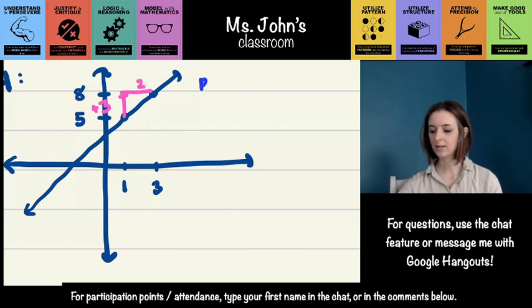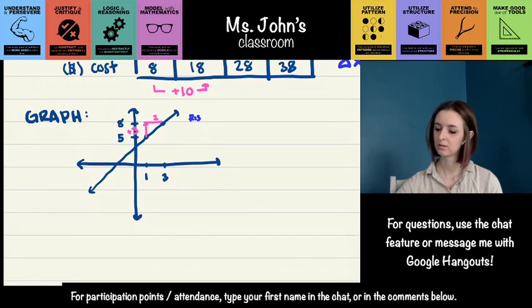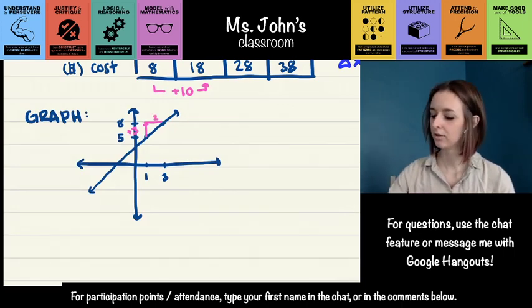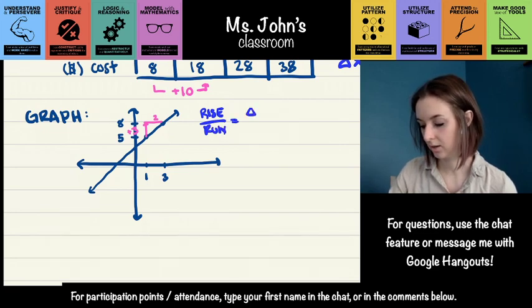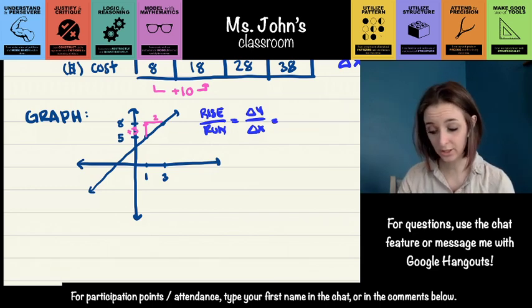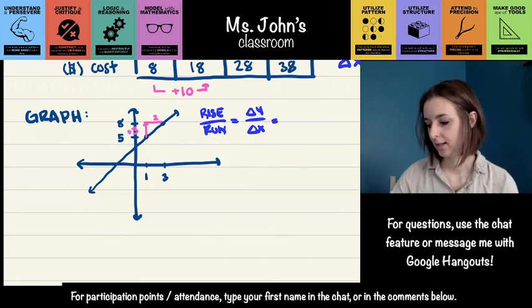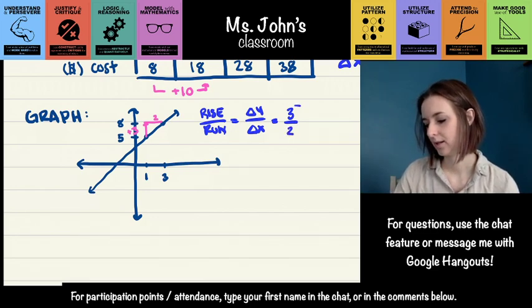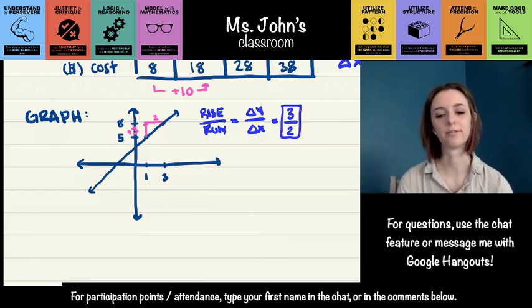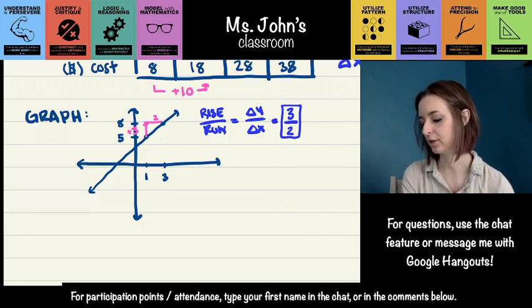So our rise over run, also known as the change in y over the change in x. The change in y values was 3, and the change in x values was 2. So that gives us a rise over run of 3 halves, 3 over 2.